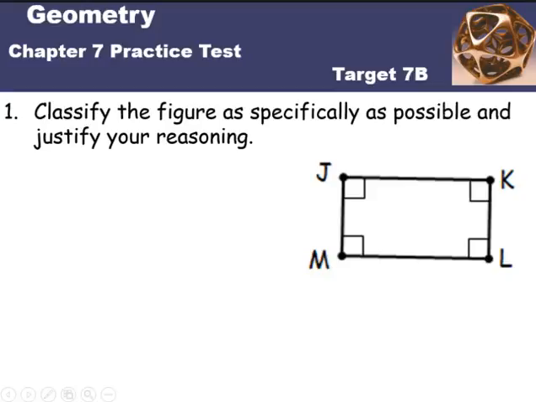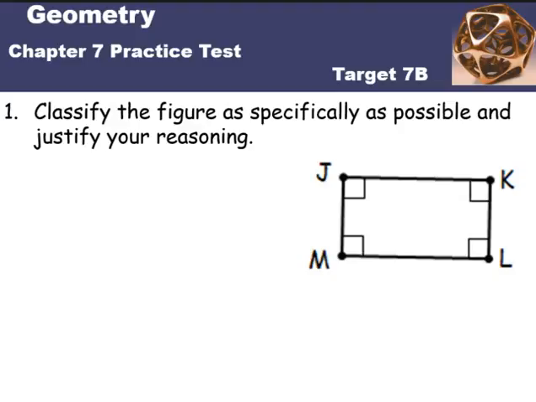Alright, this is the Target 7B retake video. So you're gonna do a few problems, watch me do a couple problems, and then you're gonna do some on your own. And remember, you have to show them to your teacher, a math lab teacher, or a support teacher, to get your work approved, and then you can do the retake.